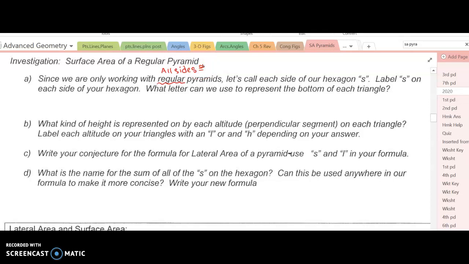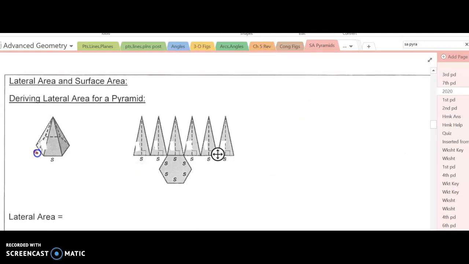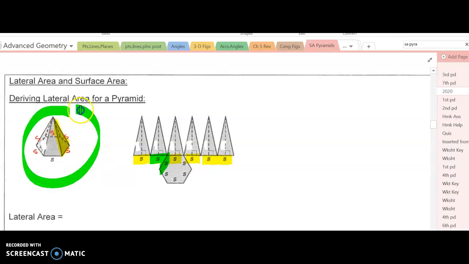Let's call each side of our hexagon, and we're going to start with a hexagonal pyramid, S. Label S on each side of your hexagon. What letter could you use to represent the bottom of each triangle? So if each side of our hexagon is S, and we know that matches up with the base of our triangle, we know that all of the bases of our triangles will also be S. It's the same S because this S would match up with this S when I rolled those triangles back around the hexagon and fit them back together to make the whole pyramid, right?